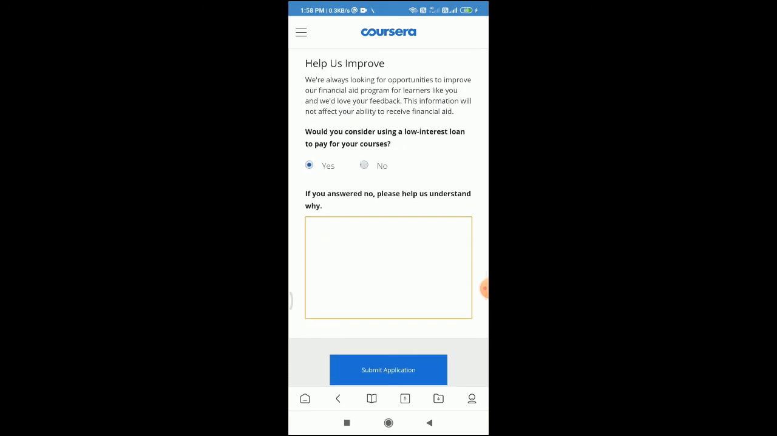Below that, there are two more personal questions about a low interest loan for this course. I think this is just a survey because they have also written that the answers to these questions will not affect your financial aid status. That is why you can answer as per your convenience and then click on submit application.